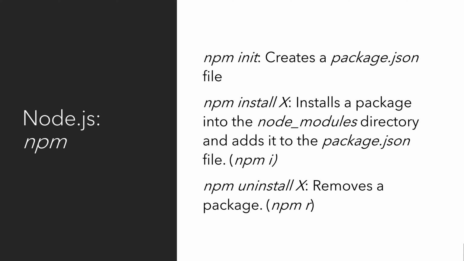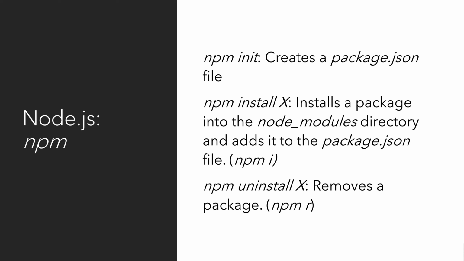There are other combinations and usages with npm and its various other options, but these are the three most common. Creating a package.json file, initializing a new node project; npm install, which installs a package from the npm registry and creates the initial node_modules directory, and of course adds it to the package.json file; and then finally npm uninstall x, that uninstalls or removes a package that had been previously installed.